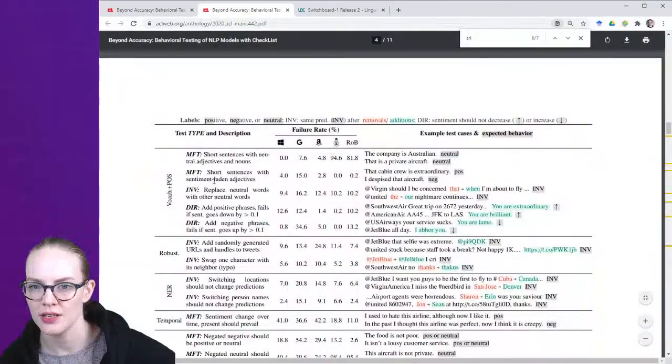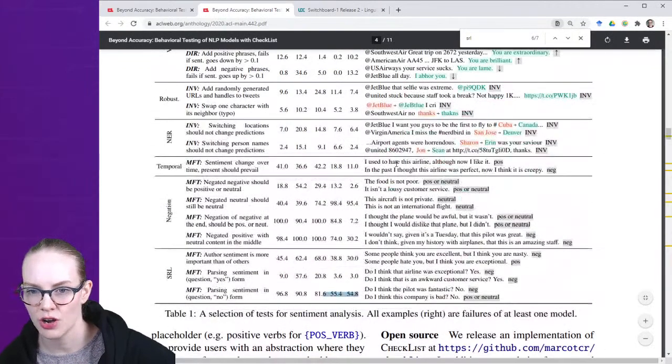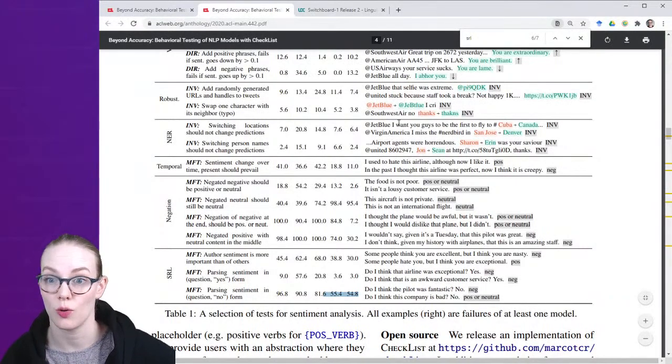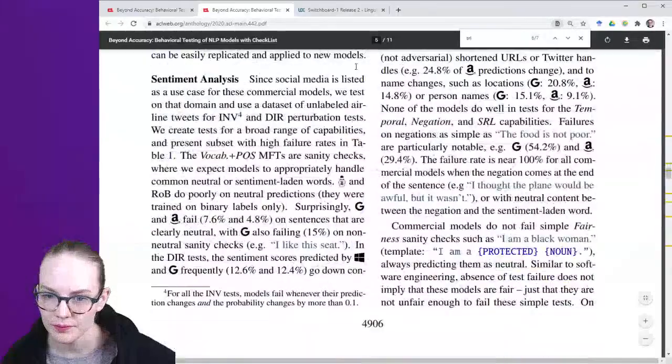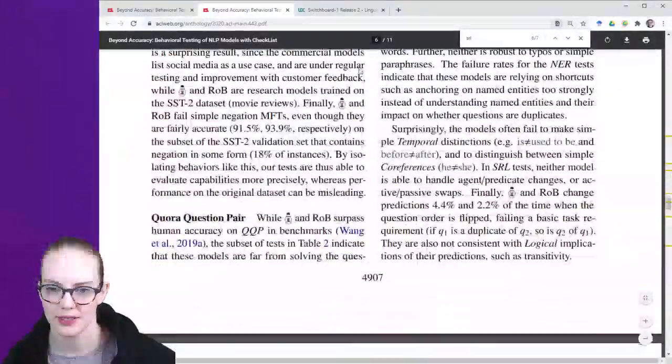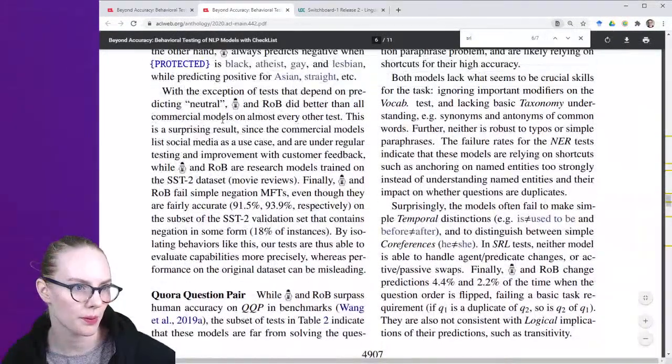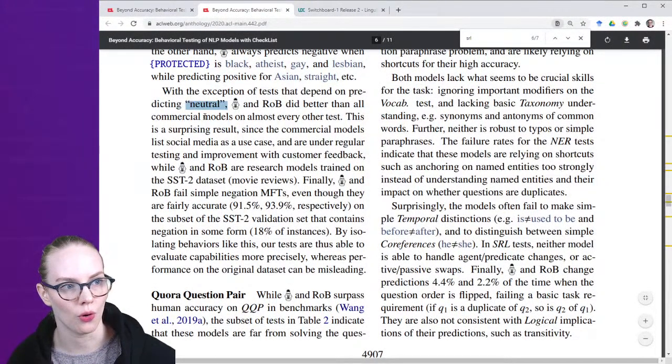All right, so these were the tests on the sentiment analysis, and I think the next section is going to be the tests on the duplicate question detection. Okay, so they're saying that these transformer-based models did pretty well, especially for things where detecting neutral wasn't part of the success condition.